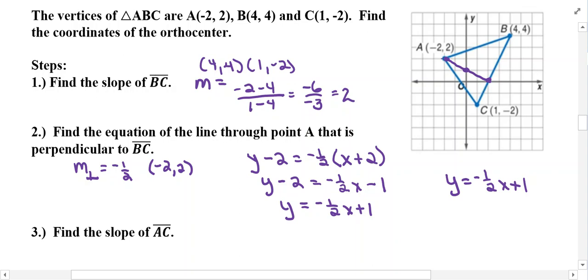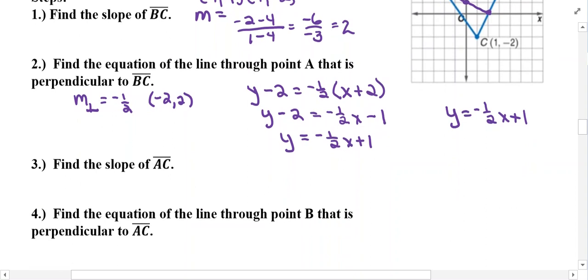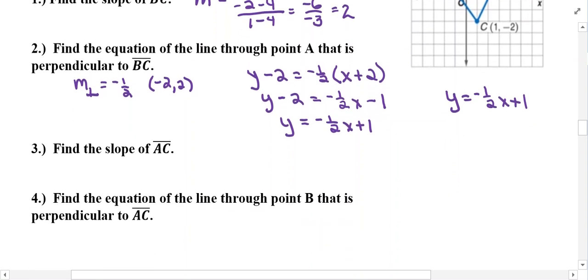Then I'm going to choose the line or the segment or the side, whichever one you want to call it, of AC. The coordinates of A is (-2, 2), and C is (1, -2). I find the slope. So -2 minus 2 over 1 minus -2, so -4/3. That's our slope of AC.